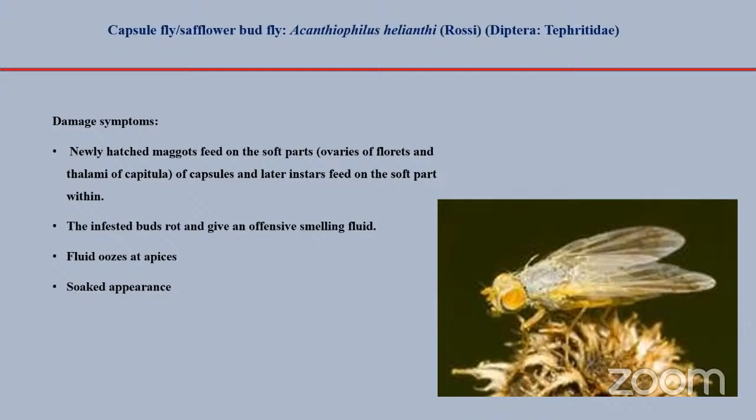So the main thing is that once this fly infests the bud, the bud will rot and start emitting an offensive smelling fluid. That is, a fluid will ooze out from the apices, and the whole bud will appear as if it is soaked. So that is the important damage. That is, the bud will rot, the fluid oozing out will produce an offensive smell, and the bud will have a soaked appearance.